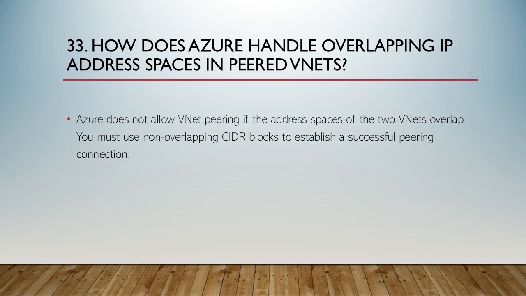33. How does Azure handle overlapping IP address spaces in peered nets? Azure does not allow net peering if the address spaces of the two nets overlap. You must use non-overlapping CIDR blocks to establish a successful peering connection.